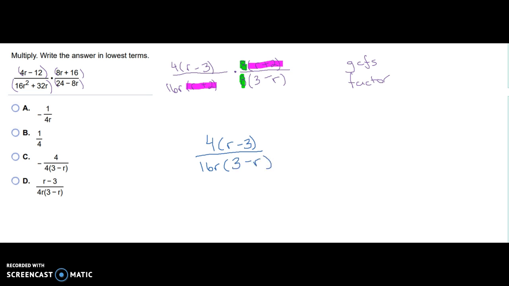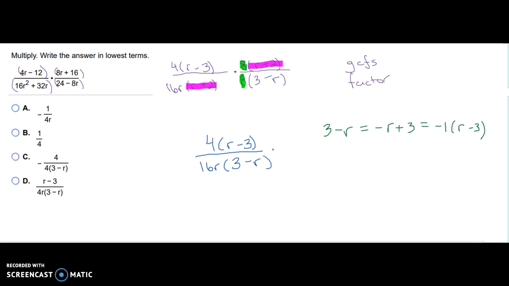This one's a little weird. 3 minus r is very similar to r minus 3. So if you have 3 minus r, you can switch the two terms and make it negative r plus 3. And then you can take out a GCF of negative 1. And it becomes r minus 3.